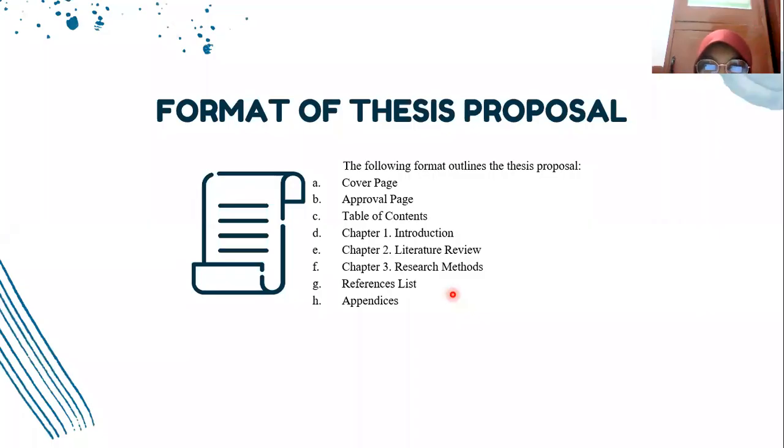The next is format of thesis proposal. The following format outlines the thesis proposal as follows: cover page, a profile page, table of contents, chapter 1 about introduction, chapter 2 about literature review, chapter 3 about research methods, and the last is about references list and appendices. Some parts of this format we have learned in previous presentations. And now, some parts of this format we are going to learn in the next explanation.